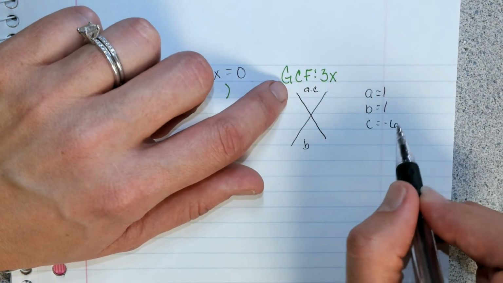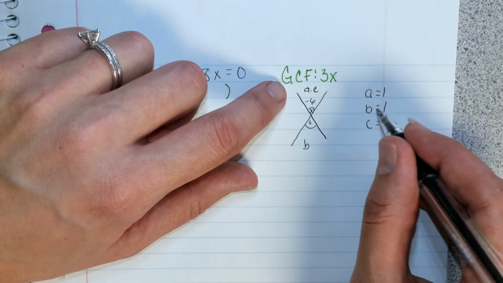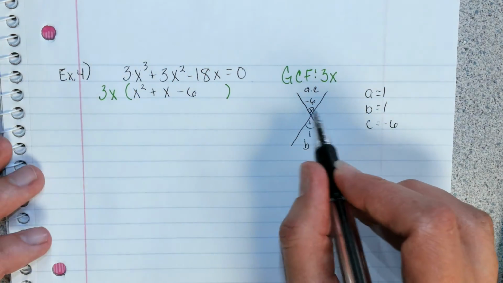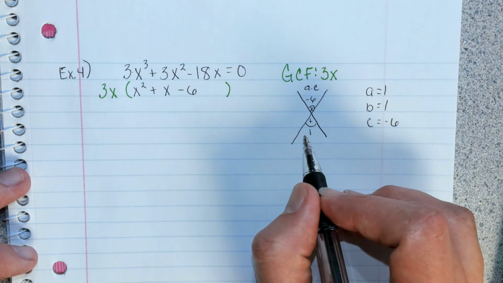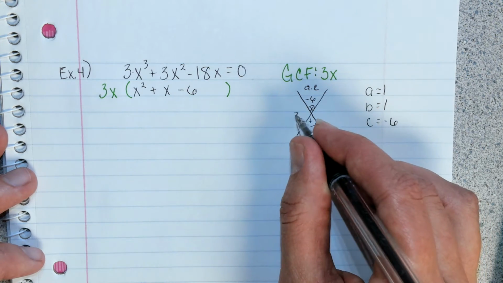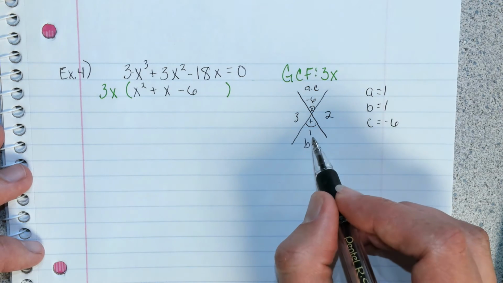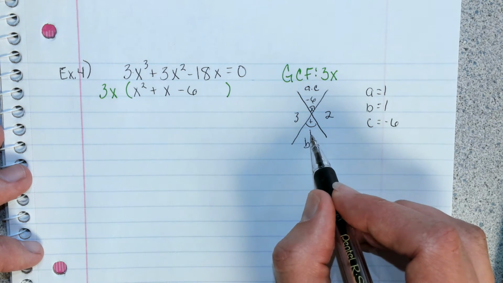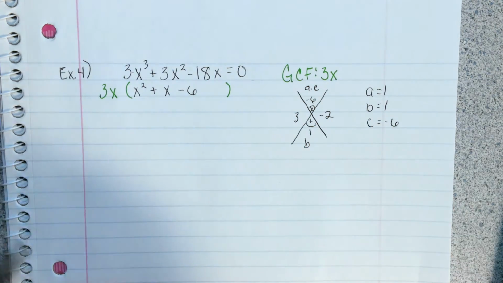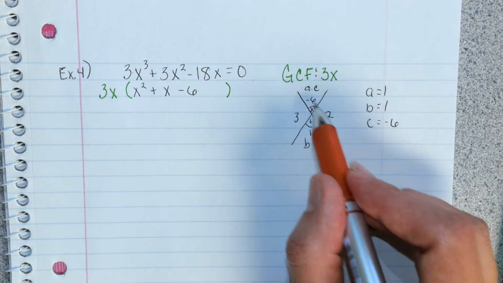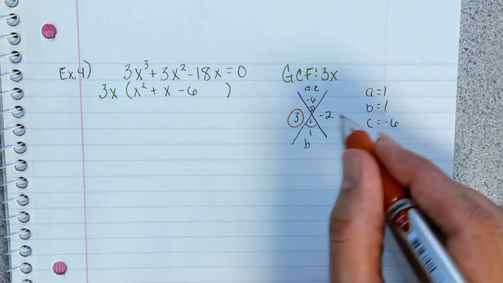So A times C is negative 6. B is 1. What can we multiply that makes a negative 6, but when we add it, we get a positive 1? 3 times 2. Which one is negative? Well, if we want a positive answer, this needs to be positive, so this one's going to be negative. So 3 times negative 2 is negative 6, and 3 plus negative 2 is positive 1. Okay.